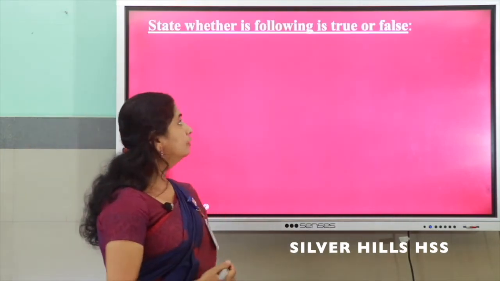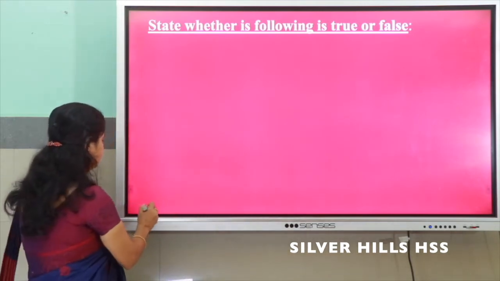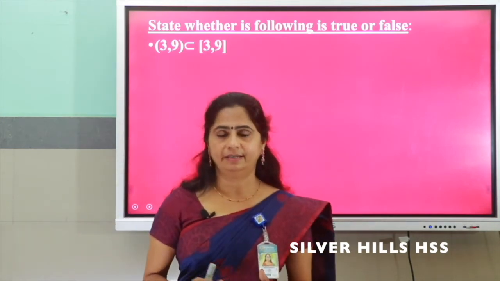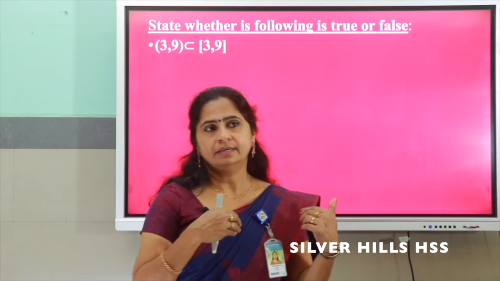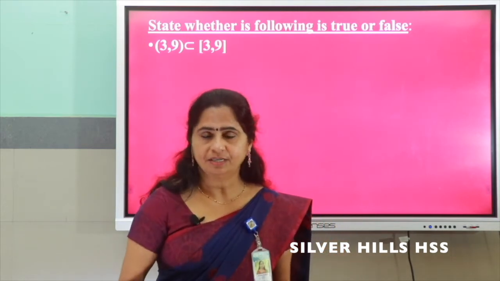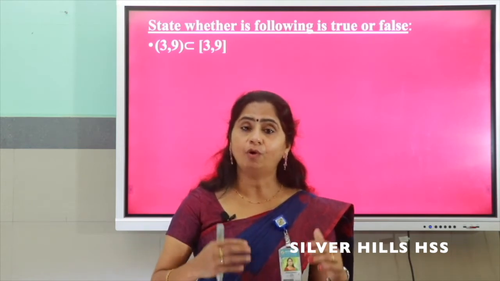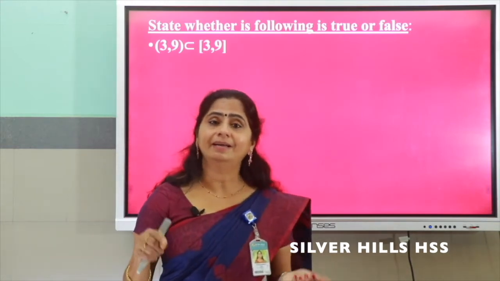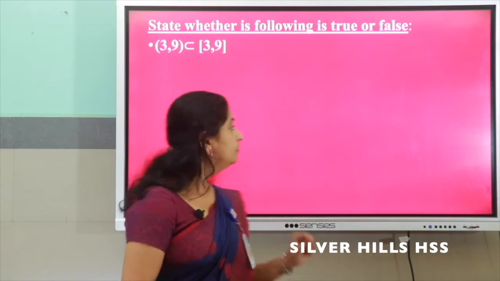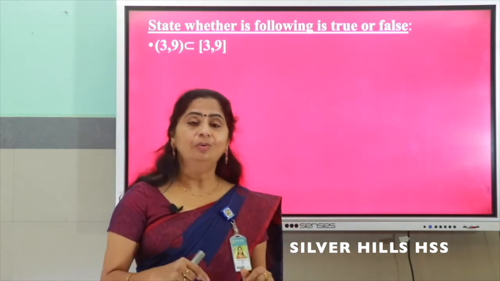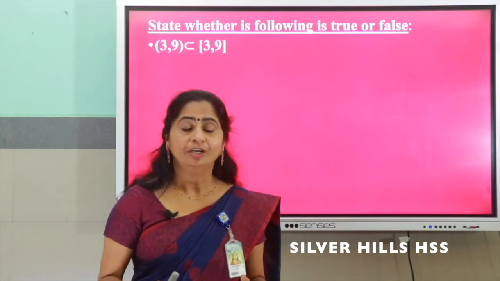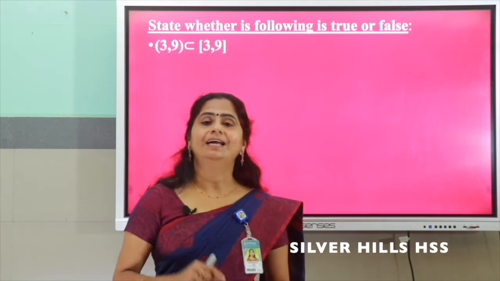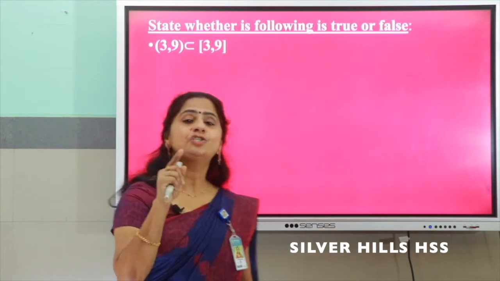Next, state whether the following is true or false. So let's see the first question. Open interval 3, 9 is a subset of closed interval 3, 9. Let's recollect what we studied under sets in the beginning, the meaning of subset. We say A is a subset of B if all the elements of A are in B. So here the open interval 3, 9 means what? 3, 9 are not included, the rest of the values are included. When we say closed 3, 9, 3 is also included, 9 is also included, the rest of the values are included. Naturally, the closed 3, 9 is the bigger set than open 3, 9. So open interval 3, 9 is a subset of closed 3, 9 is true.